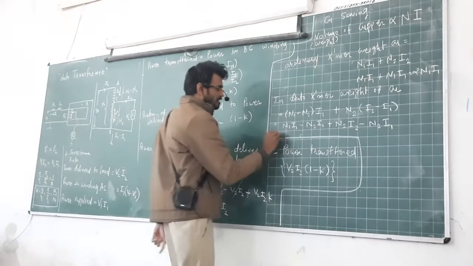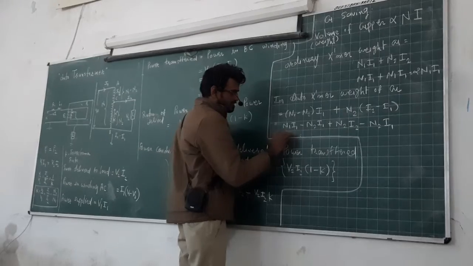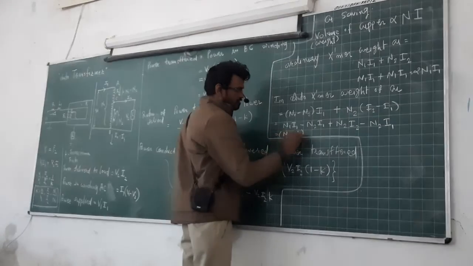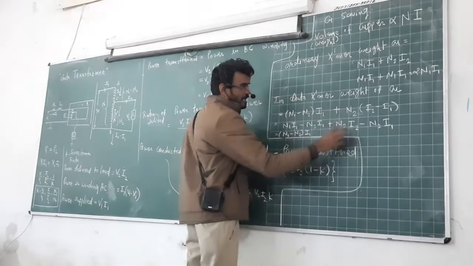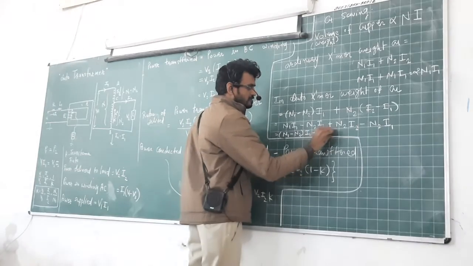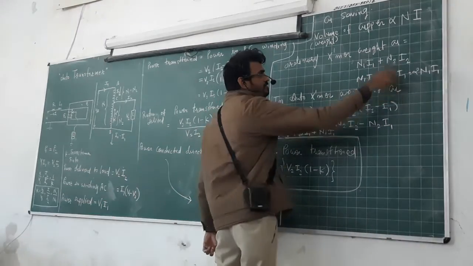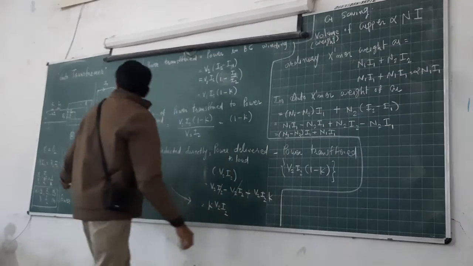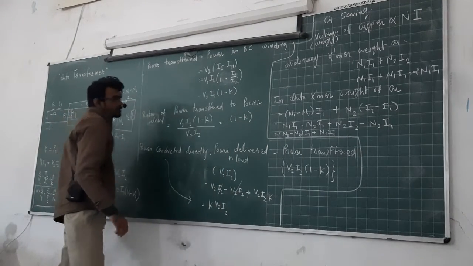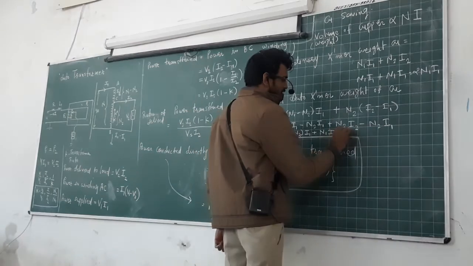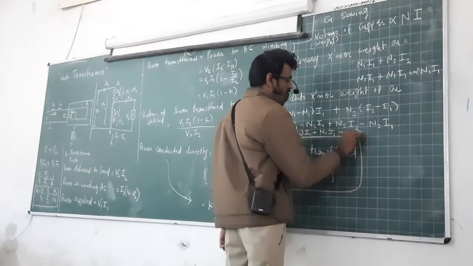So what I will do, I will keep this as it is: N1 minus N2, here is I1, and N2 I2 I will replace with N1 I1 from this condition. Okay, N1 I1 is equal to N2 I2, minus N2 I1.